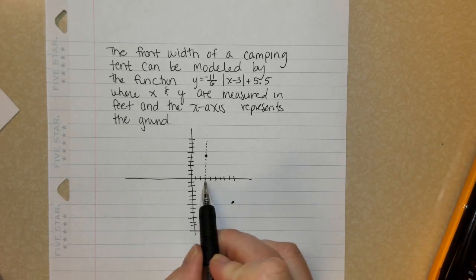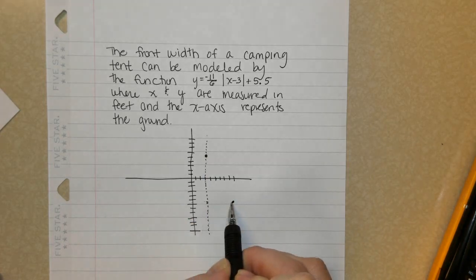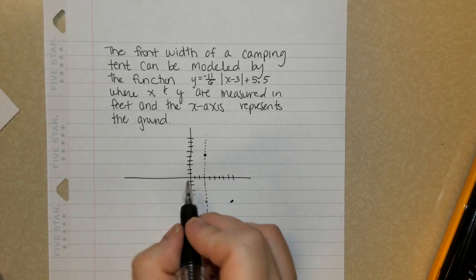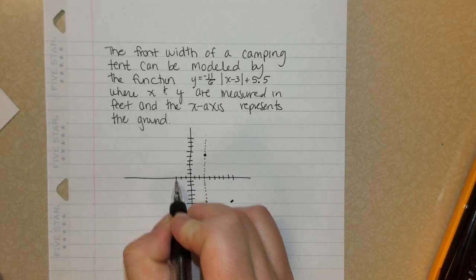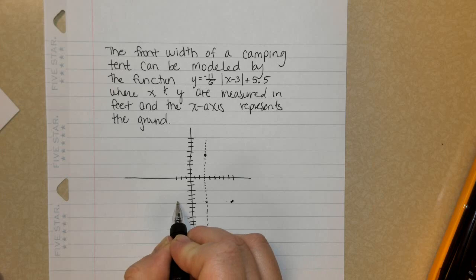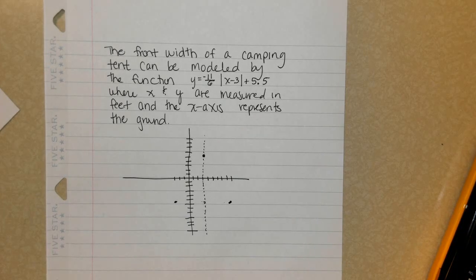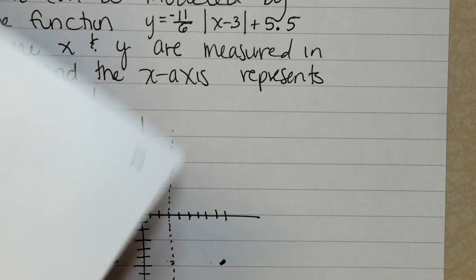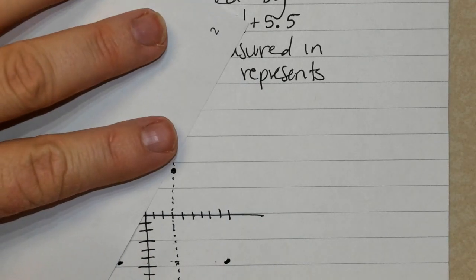Okay, it needs to be symmetrical. So down 11 over 6 to the right, down 11 over 6 to the left. Okay, now take a straight edge. Connect those points.